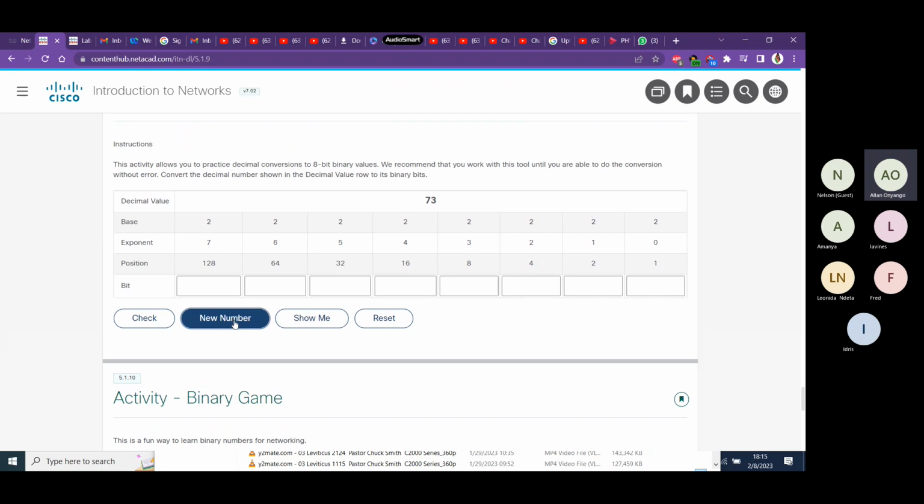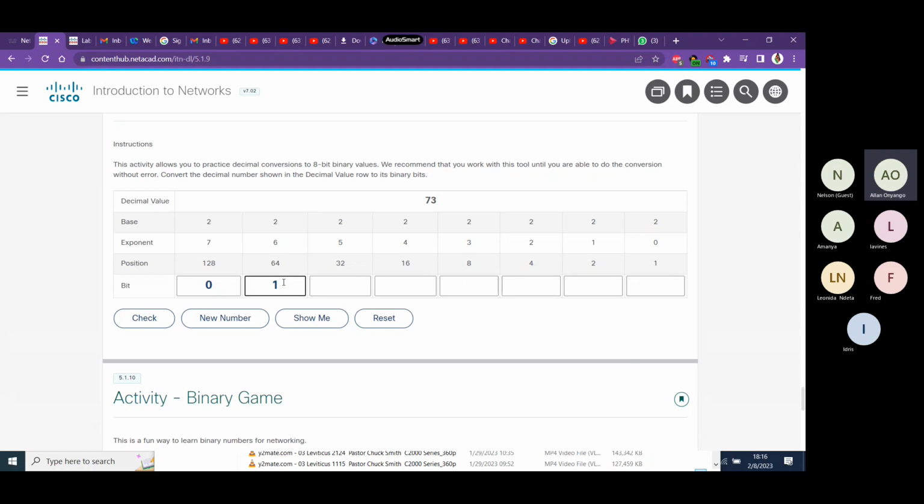73. I welcome anyone who wants to help me to just do this. We know that 73 is smaller than 128. What do we do? We write a zero. 73 is bigger than 64. If it is bigger than 64, obviously put a 1 and you subtract. You just do that in your exercise book, 73 minus 64. And the answer that we are basically going to get is 9.